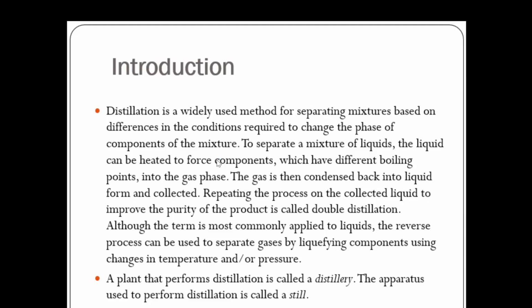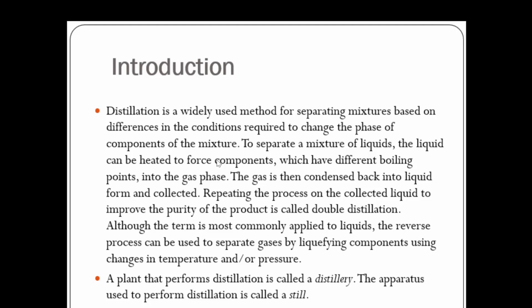After that, a time will come at which they can vaporize and go through the condenser. There they will be condensed and converted back to liquids. Because components have different boiling points, they can be separated from the mixture. This is the basis of this phenomenon. The gas is then condensed back into liquid form and collected in the RB, and thus it is separated.